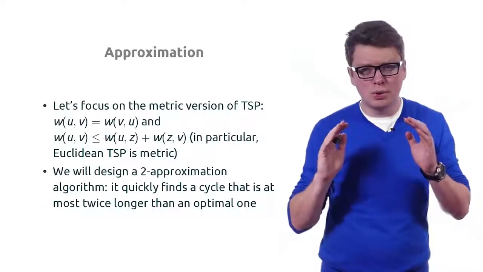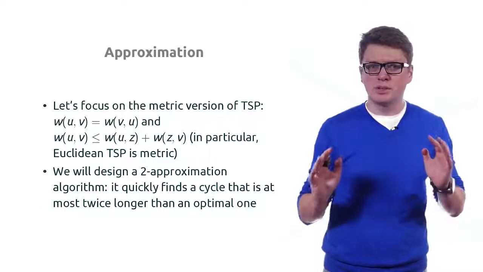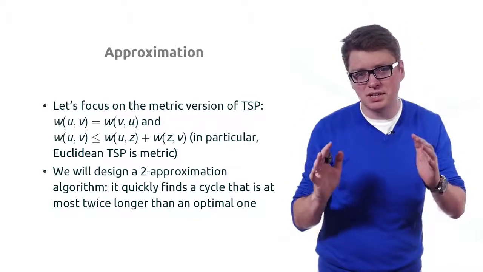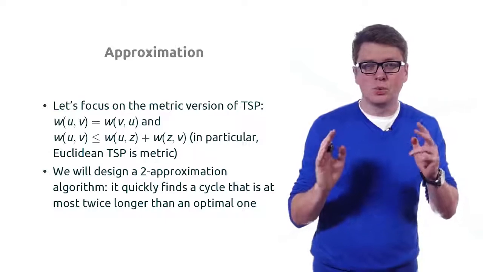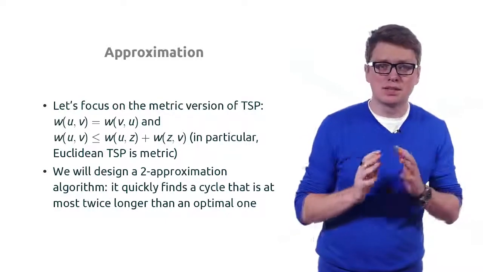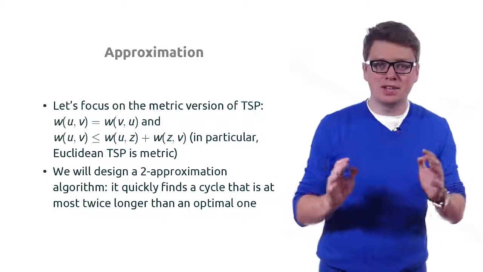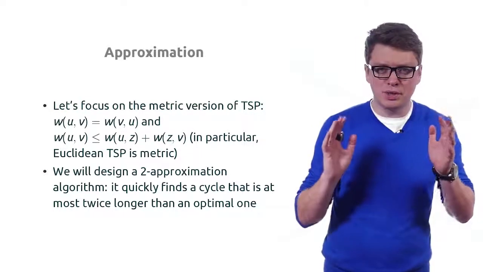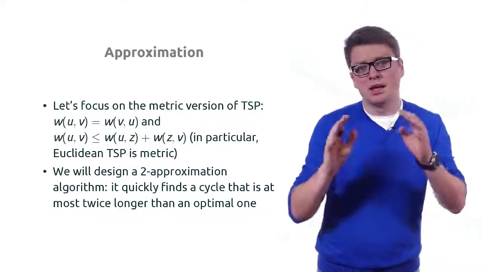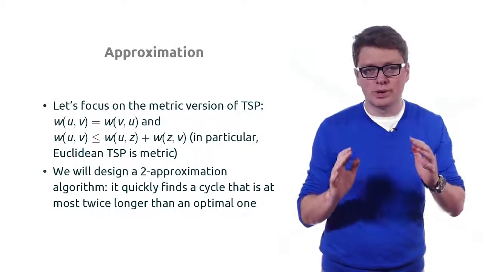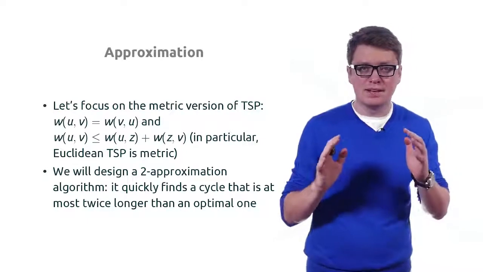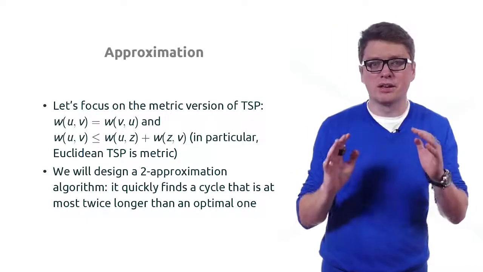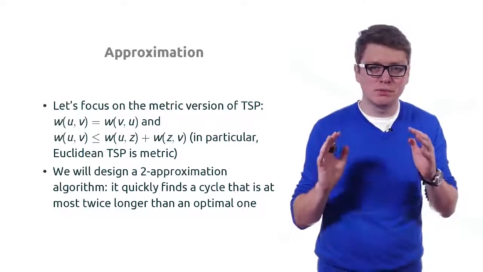Okay, so what we're going to do in this case is design an algorithm which is guaranteed to produce quickly a solution which is at most twice longer than an optimal one. Such an algorithm is called a two-approximate algorithm. First of all, it is important to mention that our algorithm only guarantees to find a solution which is at most twice as long only for the metric version of the traveling salesman problem.